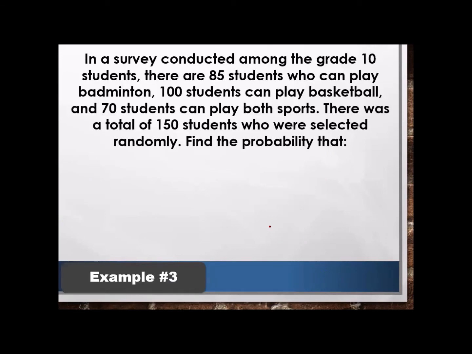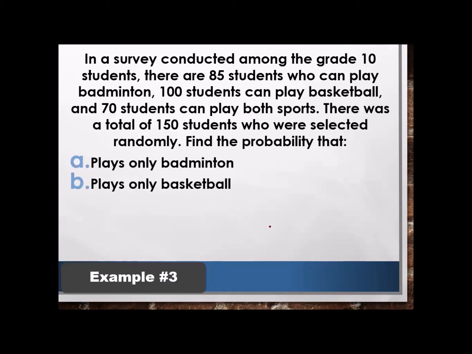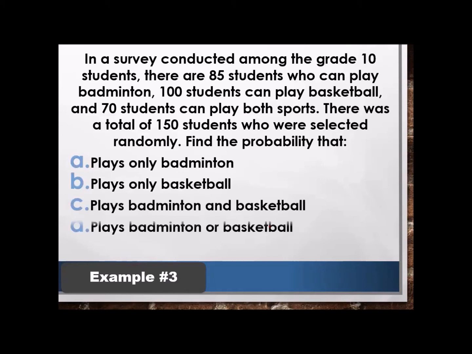Let's have this case. In a survey conducted among the grade 10 students, there are 85 students who can play badminton, 100 students can play basketball, and 70 students can play both sports. There was a total of 150 students who were selected randomly. Find the probability of the following. Plays only badminton, only basketball, badminton and basketball, badminton or basketball, and neither of the sports.